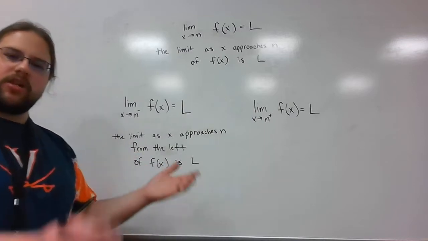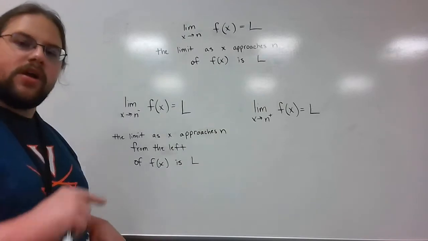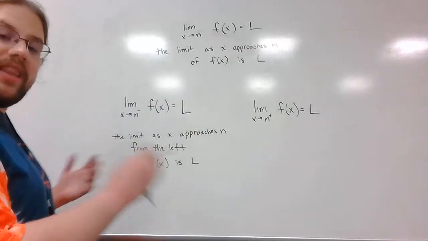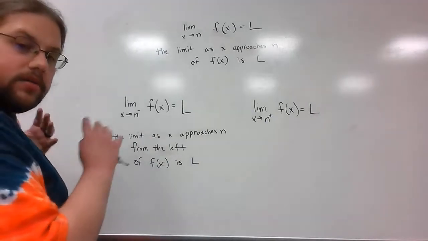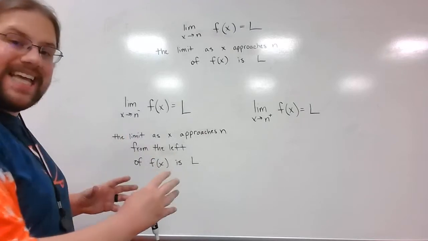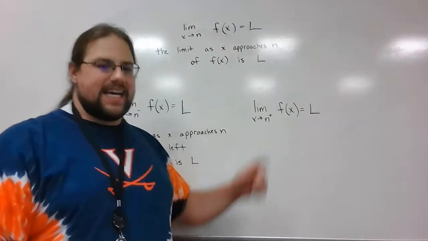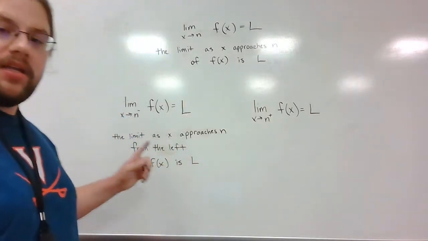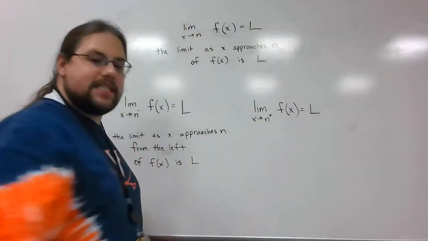Now that just means I'm going to look at the left side, the strictly left side. Now here's the reason why we're using a minus sign. Remember, the left side of the coordinate plane is the negative side. The right side of the coordinate plane is the positive side. So that's where that plus sign comes in. So instead of saying it's from the left, this plus sign says it's from the right.